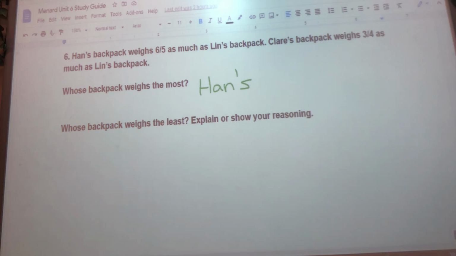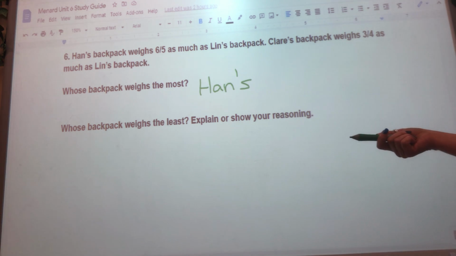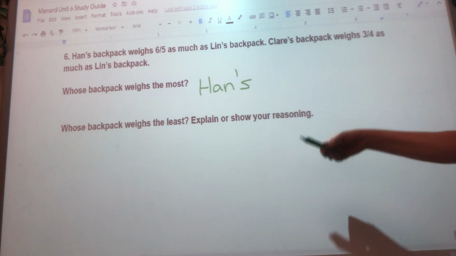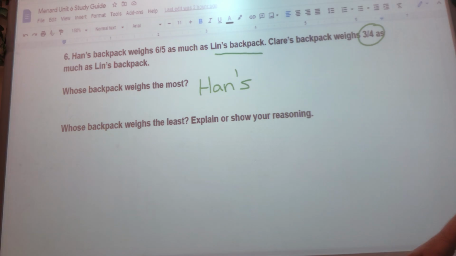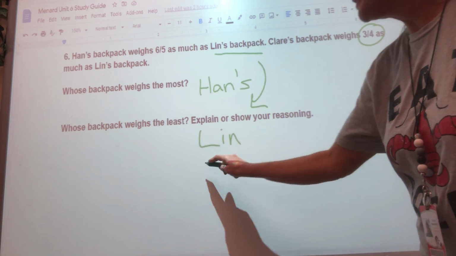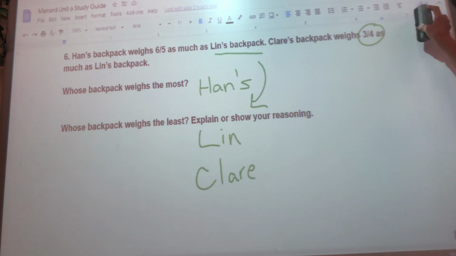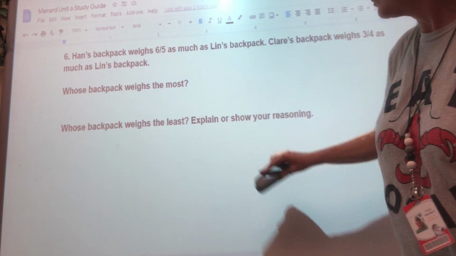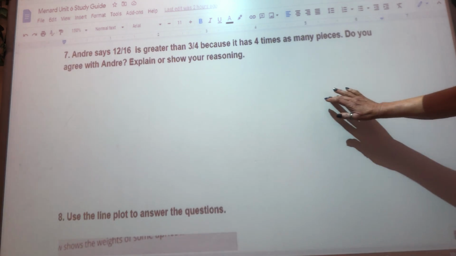Claire's backpack weighs 3/4 as much as Lynn's. Well, we already know Lynn's weighs less than Hans, doesn't it? So whose weighs the least? Claire. Because hers only weighs a fraction of what Lynn's weighs. And we already know that Lynn was second, which means Claire is the least.